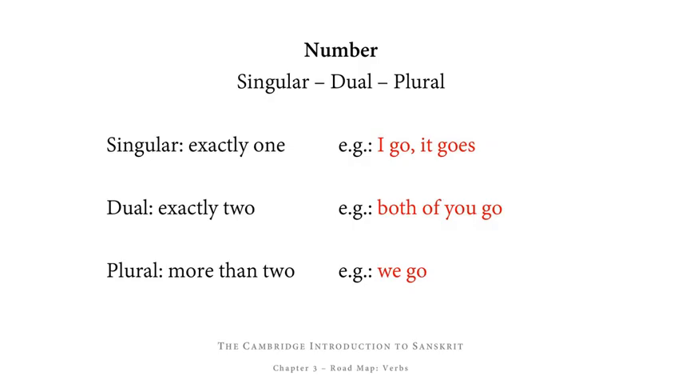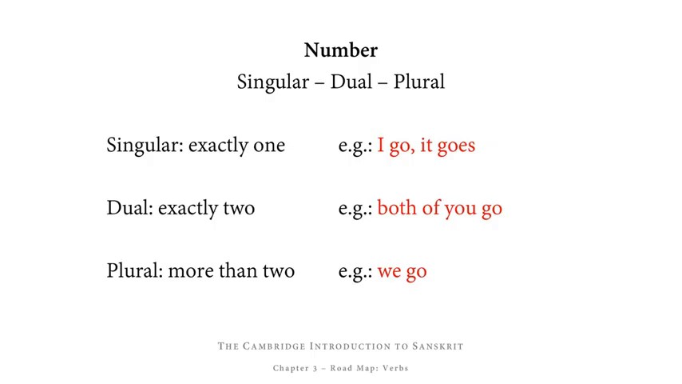Next up is the category of number. Now, number, of course, is an everyday English word, but here we're using number as a technical grammatical term. And there are three numbers that we need to know for Sanskrit, and these are singular, dual, and plural. So the singular expresses that exactly one person is doing something. So for example, in English, I go, it goes, she goes, and so on.